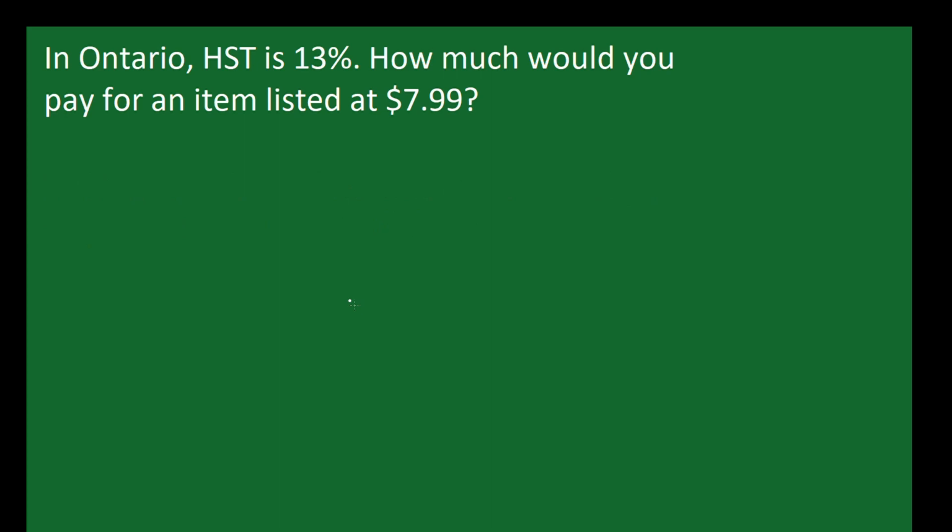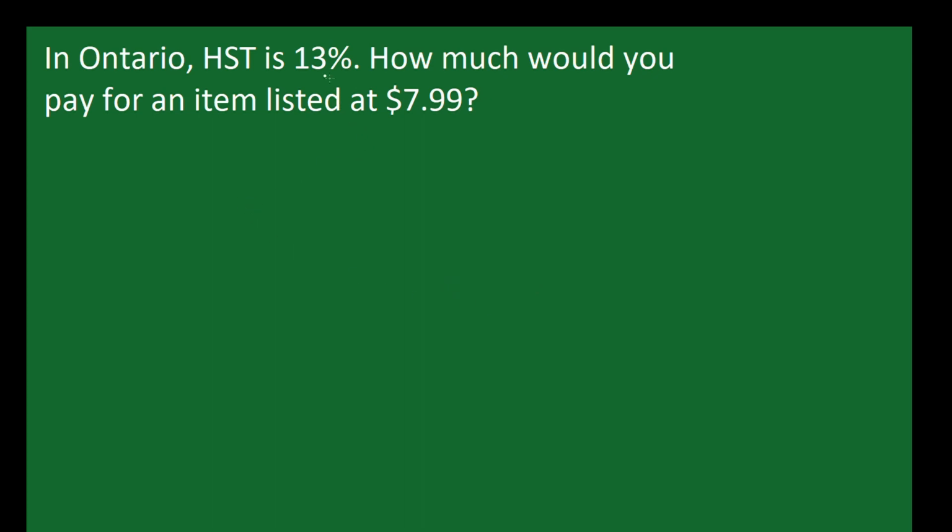All right, now let's get into some word problems. In this particular question, it's asking, in Ontario, HST is 13%. That's harmonized sales tax. So when you buy a product at a store, they always add 13% tax. The question is, how much would you pay for an item that is listed at $7.99? So you go to the store, you see an item on the shelf, it's listed at $7.99, but that's not usually what you end up paying. You usually end up paying 13% more.